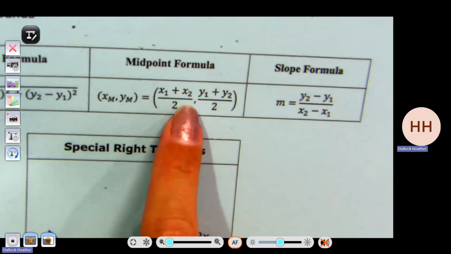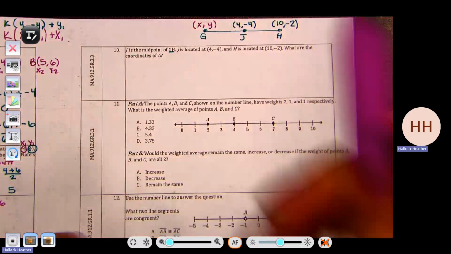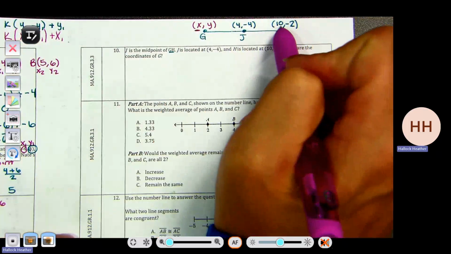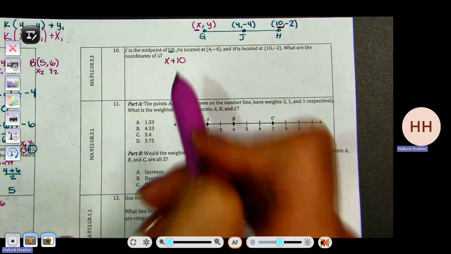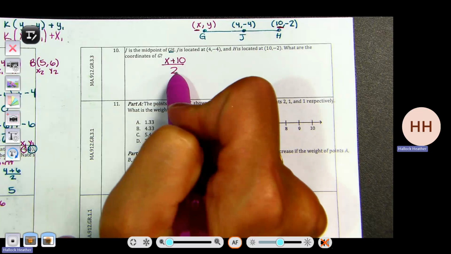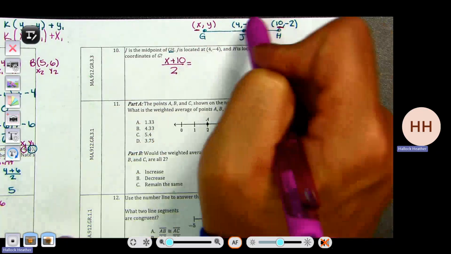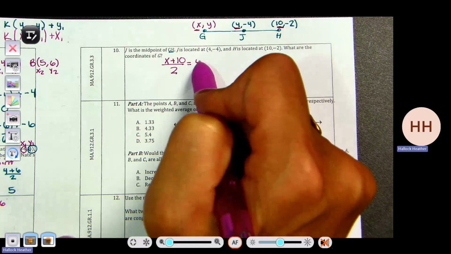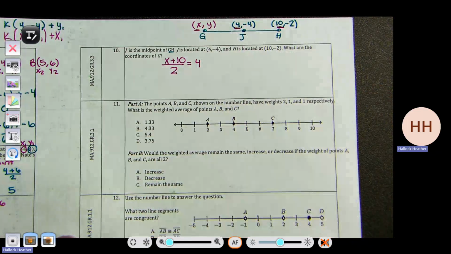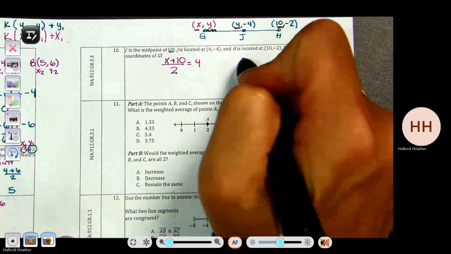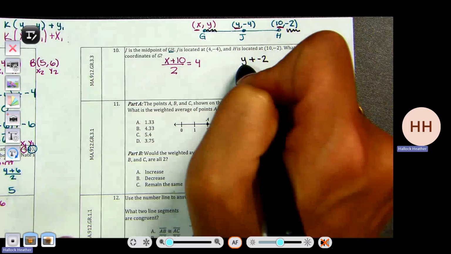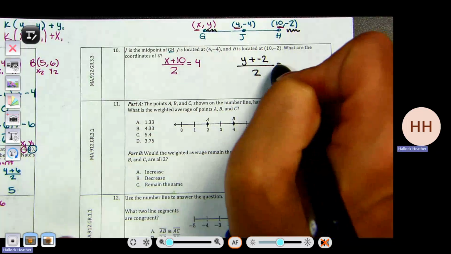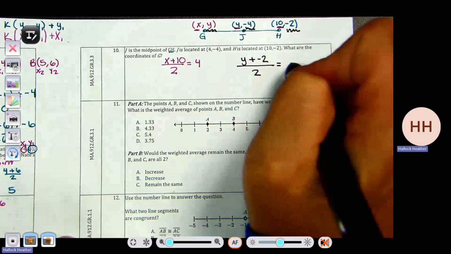So this is my formula. I'm taking my X and I'm adding my other X at the end. So I'm doing X plus 10. The formula says I have to divide by 2, but I know where it should equal in the end. It has to equal the middle number, which is 4. All the X's go together. We're going to make the same equation for our Y's. We're using Y. We're adding where we ended, which is -2. We're dividing by 2, and we're equaling it to -4.